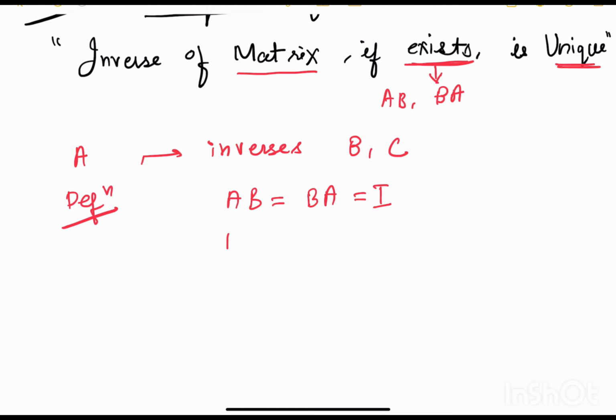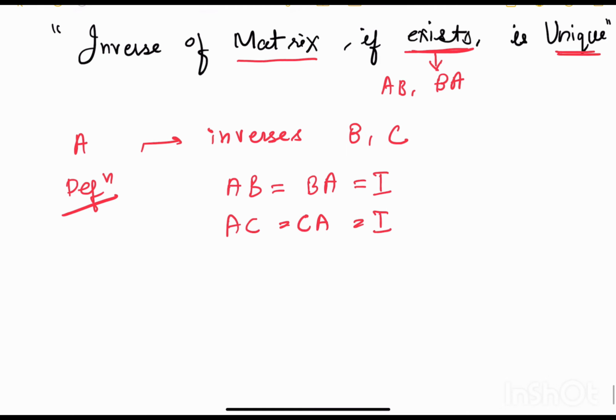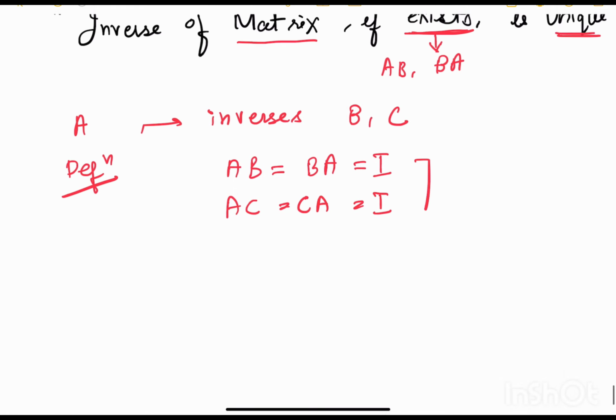Now this is with respect to B. Now with respect to C, again AC is equal to CA is equal to identity. So these two statements are just by definition. There is nothing difficult about these two statements.